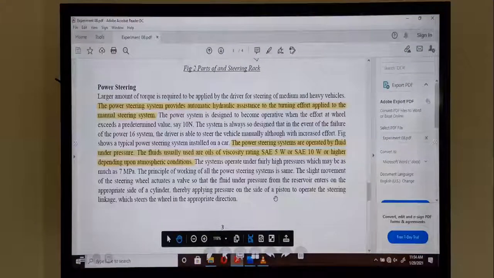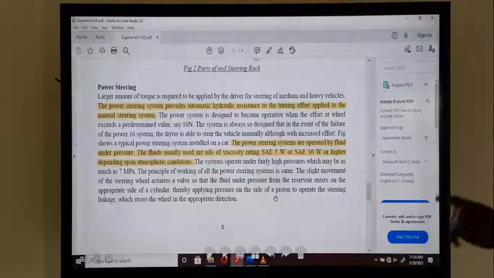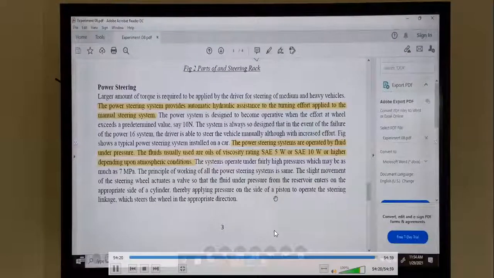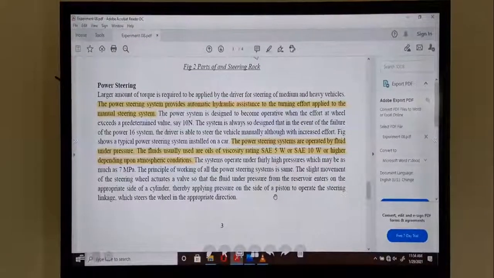So this is the power steering, normally a turning gearbox, a hydraulic assisted steering system. The power steering is operated by a fluid under pressure. There are some oils, rated SAE 5W or SAE 10W, depending on the atmospheric conditions.